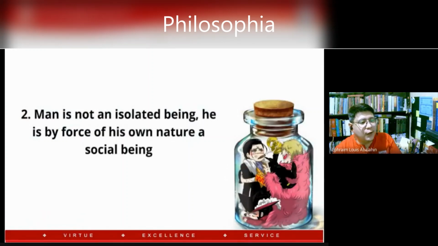Number two, the human person is not an isolated being. The human person is by force of his own nature a social being. We are in the context always of a society. We are made for living, growing, and realizing ourselves in society, in communion with our own equals. And the realization of ourselves requires an adequate growth of the social dimension of our being. We are not in isolation. Next week, this will be our topic, intersubjectivity. We are not an enclosed I.